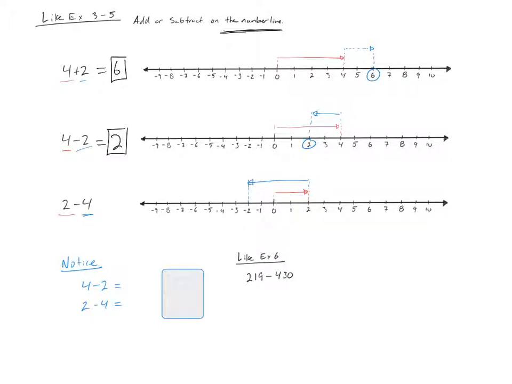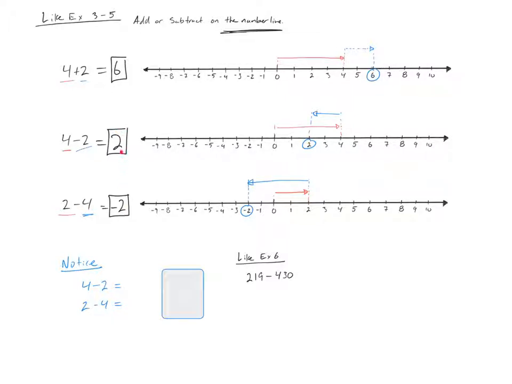One, two, three, 4 spaces. So notice my final answer there is going to be negative 2. So as you can see from this example, 4 minus 2 is 2, and 2 minus 4 is negative 2, which means those are not commutative, which we already learned in our last lesson. Subtraction is not commutative, meaning you can't switch their order and still get the same number.